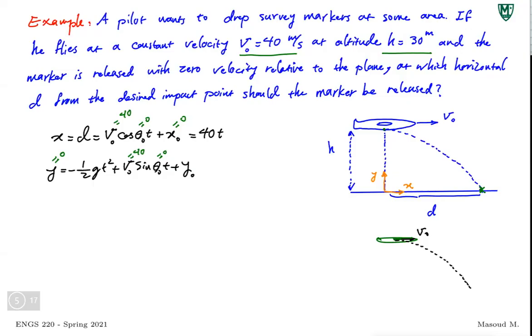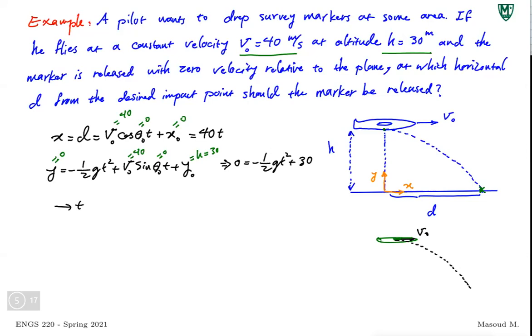And what is y naught? 30, exactly. Thank you. It is h, which becomes 30. So it's h, and h is 30. So this becomes eventually 0 is equal to minus 1 over g t squared plus 30.